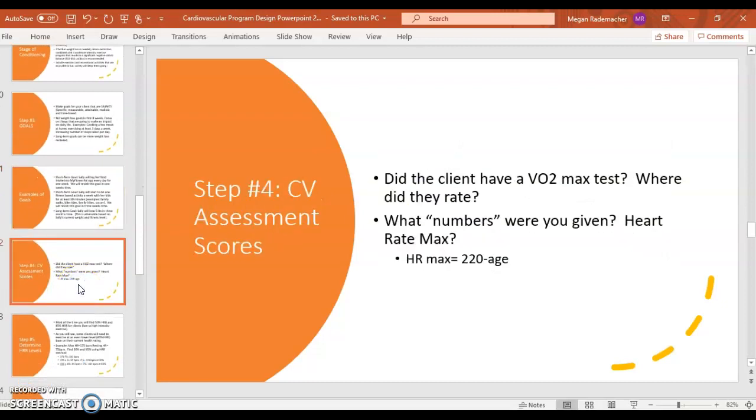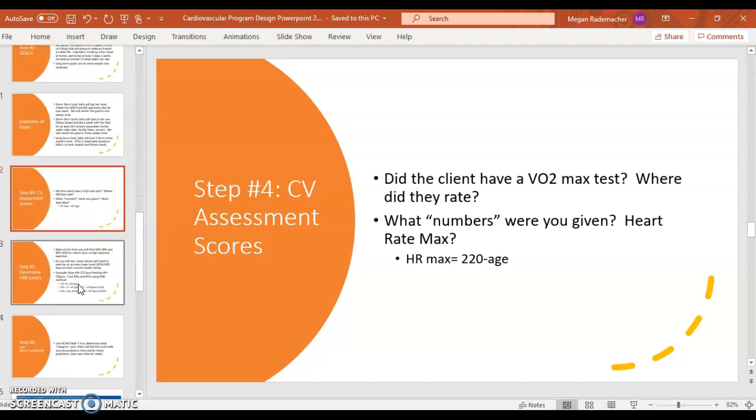Step number 4 is determining your client's cardiovascular assessment scores. So some clients may have had a VO2 max test and come to you with that information. So you're going to just want to say where they rated. Were they above average, below average? And then what numbers were you given? Were you given their heart rate max? Were you given any information about that? If not, then obviously we know that we're going to do the best we can and use the heart rate max calculation of 220 minus their age.